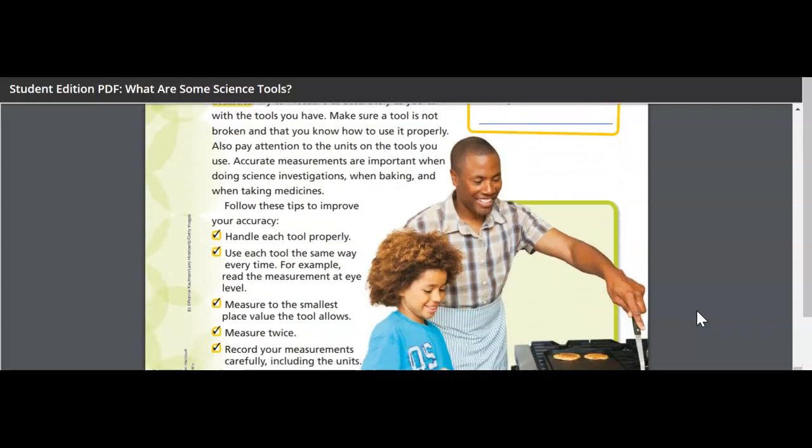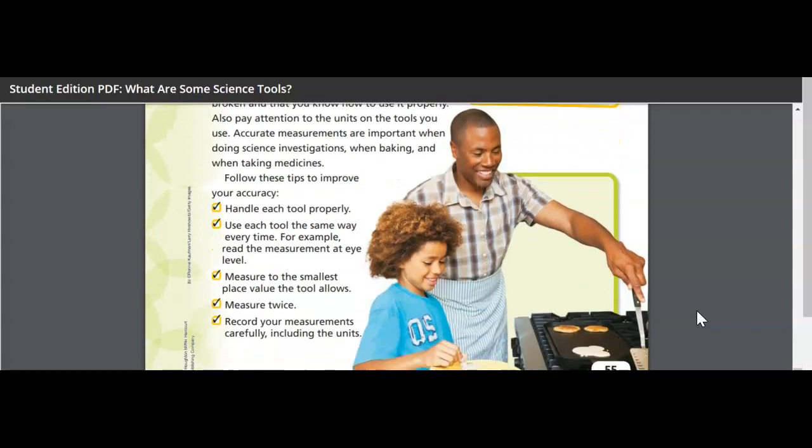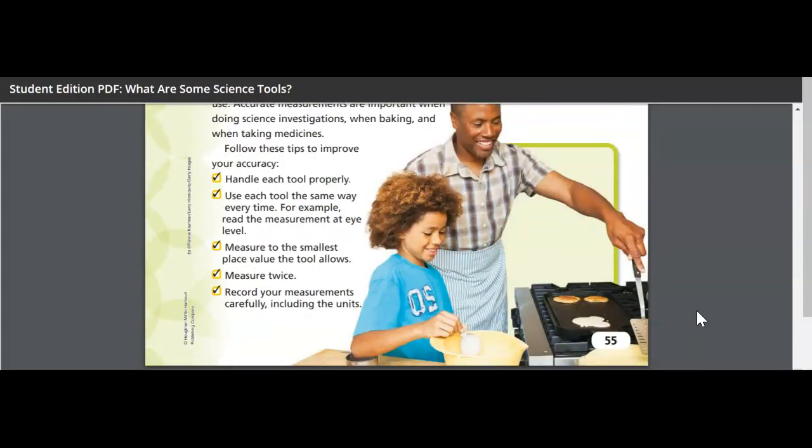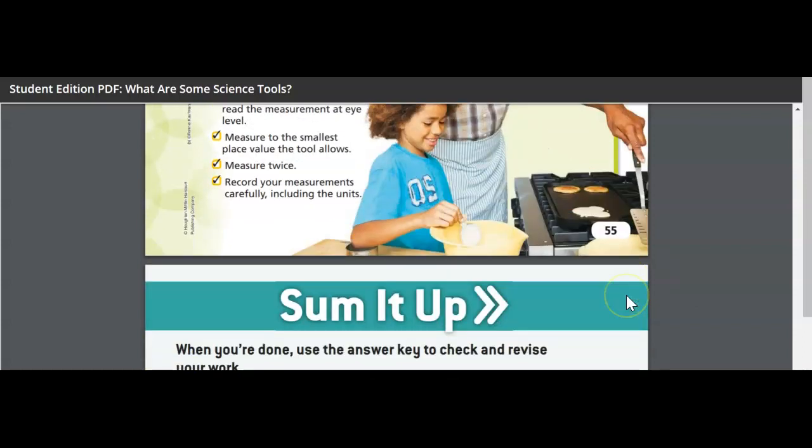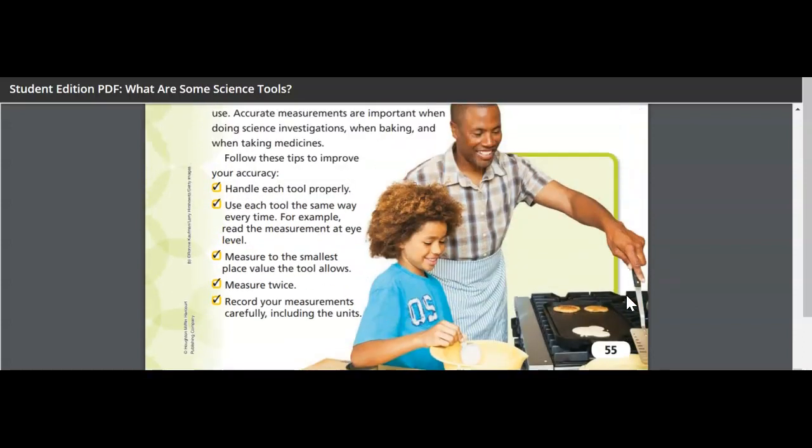So follow these tips to improve your accuracy. Handle each tool properly. Use each tool the same way every time. For example, read the measurement at eye level. Measure to the smallest place value the tool allows. Measure twice. Record your measurements carefully, including the units. And see, she's baking, and baking takes exact measurement, and that's why they're showing that there.